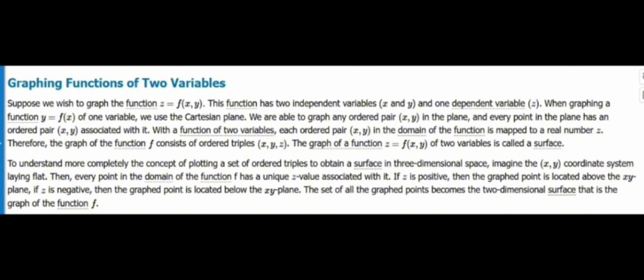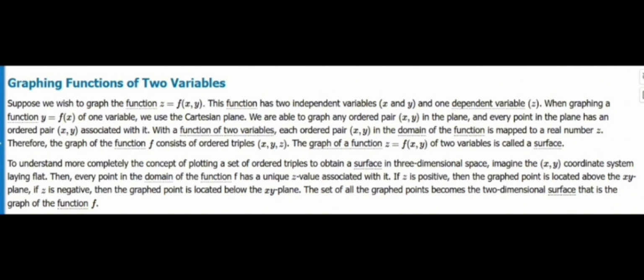For a function of two variables, each ordered pair x, y in the domain of the function is mapped to a real number f. Therefore, the graph of the function f consists of ordered triples x, y, f. The graph of a function f equals f of x, y of two variables is a surface.